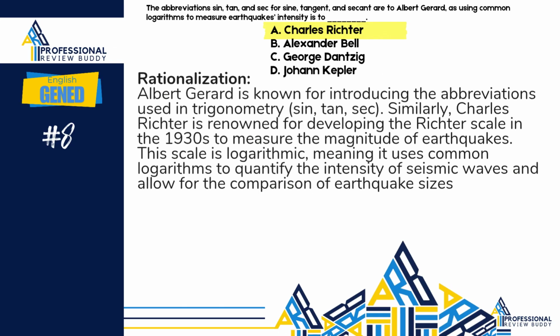Rationalization: Albert Girard is known for introducing the abbreviations used in trigonometry: sin, tan, sec. Similarly, Charles Richter is renowned for developing the Richter scale in the 1930s to measure the magnitude of earthquakes. This scale is logarithmic, meaning it uses common logarithms to quantify the intensity of seismic waves and allow for the comparison of earthquake sizes.